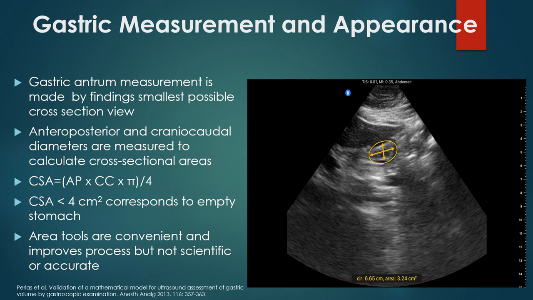And I just put an area tool on for my Butterfly just to compare, and I got 3.24 centimeters. I can also take the anteroposterior diameter and the craniocaudal diameter, multiply it times pi, and then divide by 4. Any CSA that's less than 4 centimeters squared corresponds to an empty stomach. And looks like today, or this particular day, Ellen's stomach was indeed empty. And I got her to fill it up, as we'll see in just a moment, which was a unique adventure.